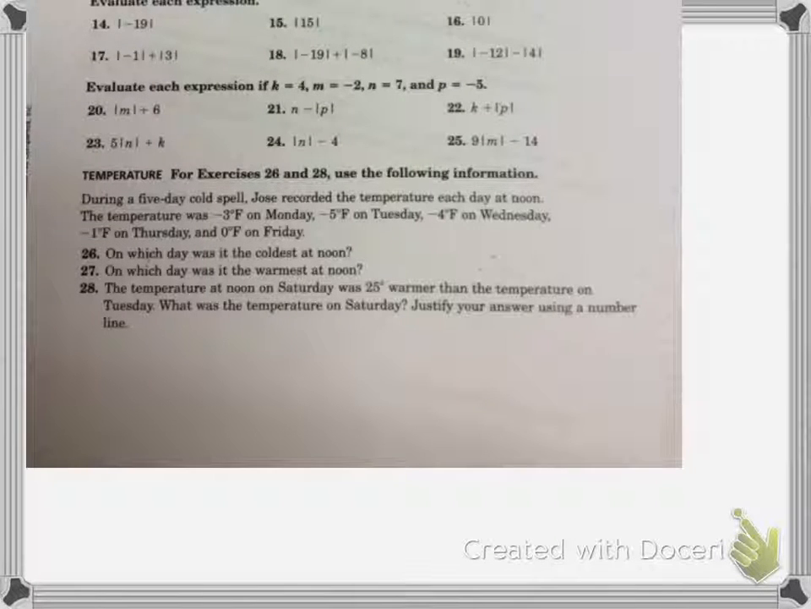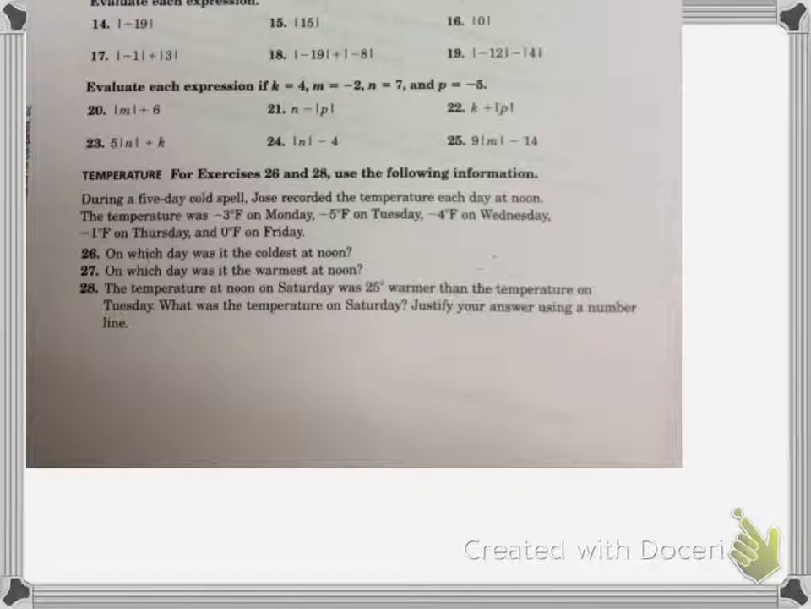This last part of the math, I'm going to explain numbers 20 through 28. 20 through 25 is a combination of our other lesson where you took the variables and replaced it with the number that it represents. So all the letters of K, you're going to replace it with 4. All the letters of M, you're going to replace it with -2. All the letters of N, you're going to replace it with 7. And all the letters of P, you're going to replace it with -5. The only difference is now you need to be conscious of absolute value.